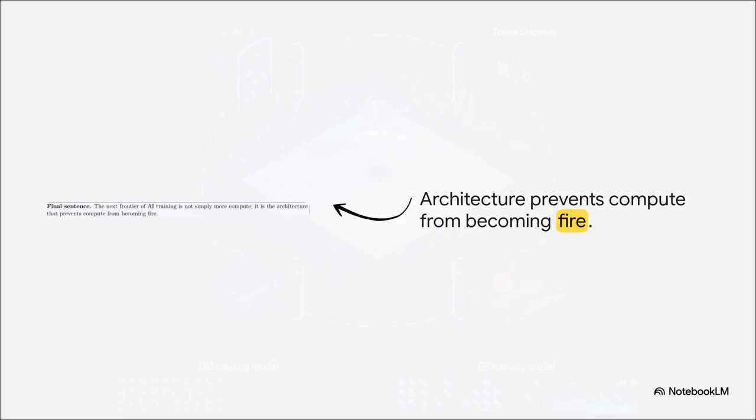And that leaves us with this incredibly provocative final thought straight from the paper. The next frontier of AI training isn't just hoarding more compute. It is the architecture that prevents compute from becoming fire. So ask yourself, does the future of AI really belong to whoever simply owns the largest mountain of GPUs? Or does it belong to whoever can actually convert the highest fraction of that compute into real, stable capability without just burning it all away? Keep that in mind the next time you see a massive new model announcement.